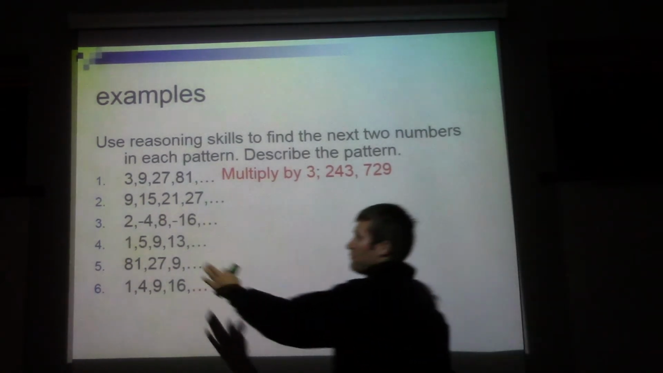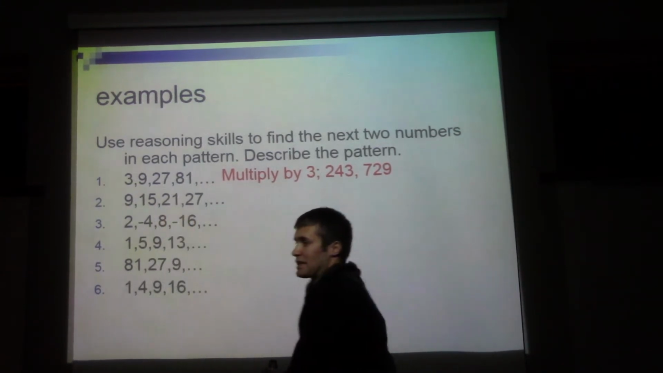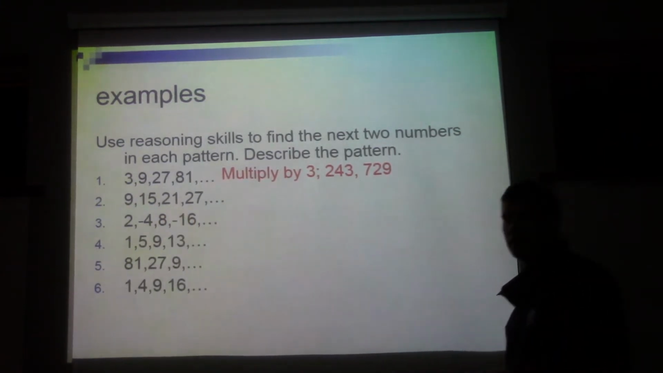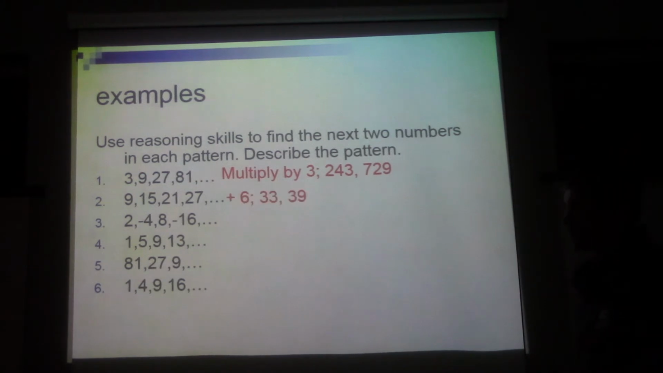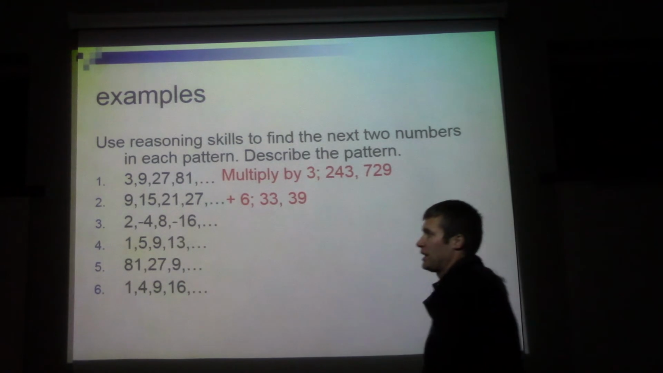Pattern here, from 9 to 15, 15 to 21, 21 to 27, I'm adding 6 each time. So we go 27 plus 6 is 33, 33 plus 6 is 39.